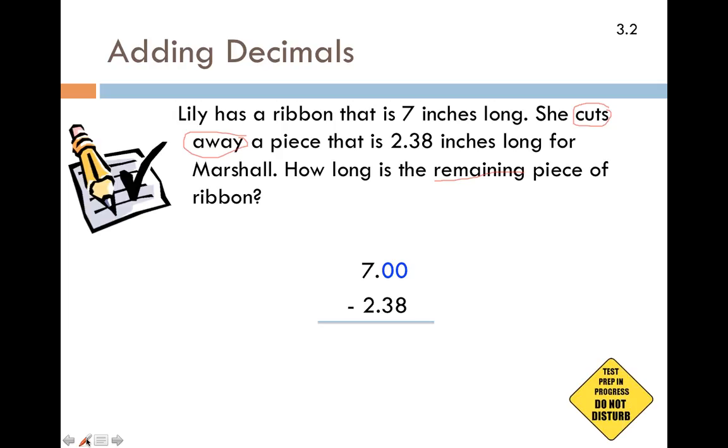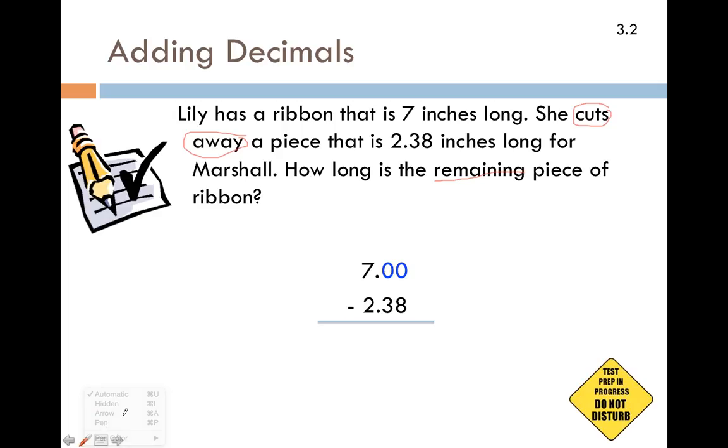We'll see that a lot in math, borrowing and carrying. A lot of times when we're adding, we're going to be carrying to the next place value. When we're subtracting, we're going to be borrowing. So we're going to have to borrow. We're going to have to borrow a lot in this problem because we can't borrow from the other zero.